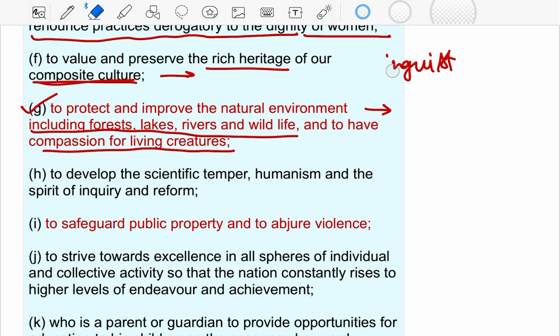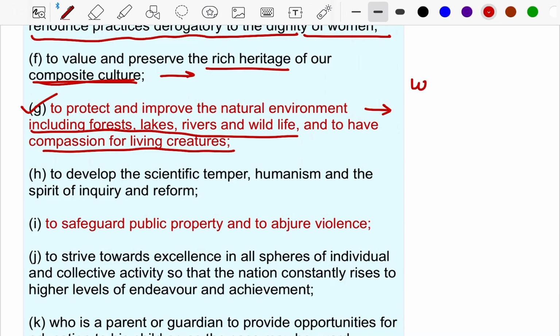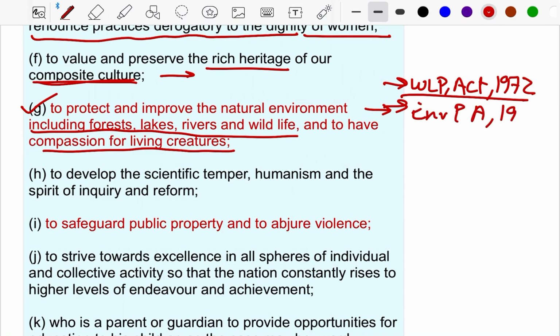And if you are not preserving and you are destroying, then there is an act like Wildlife Protection Act 1972, right? Second act is Environment Protection Act 1986, Forest Act, Water Act, many more. So you cannot do it directly, it is enforceable if we are doing anything wrong.